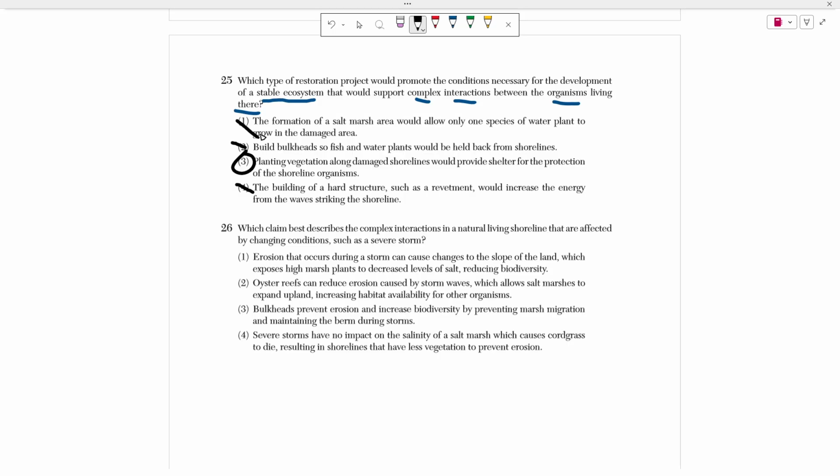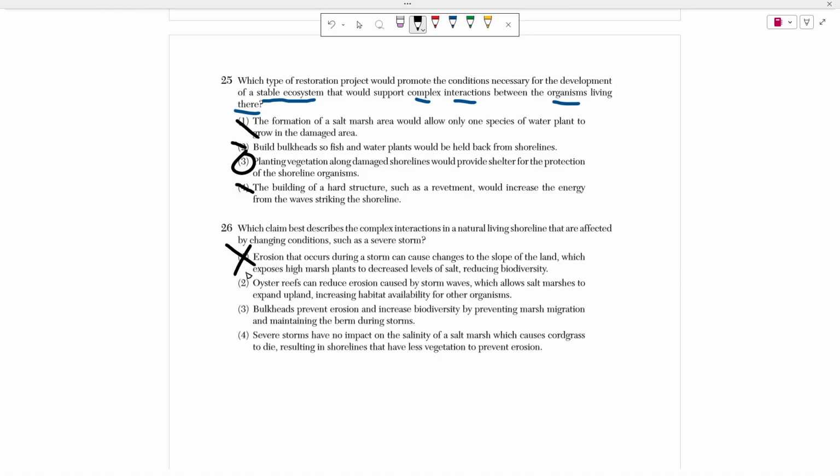Number 26 says, which claim best describes the complex interactions in a living shoreline that are affected by changing conditions, such as a severe storm? So erosion that occurs during a storm can cause damage to the slope of the land, which exposes high marsh plants to decreased levels of salt.